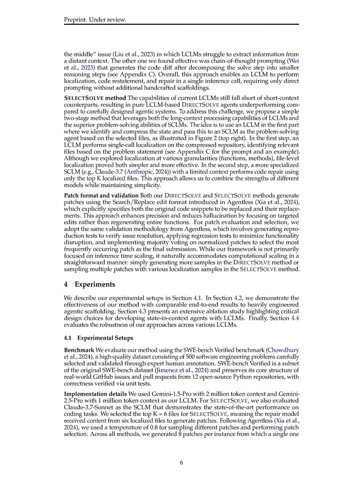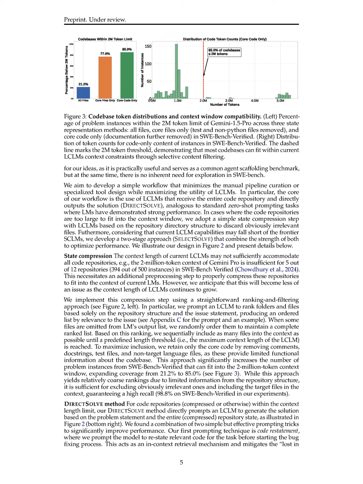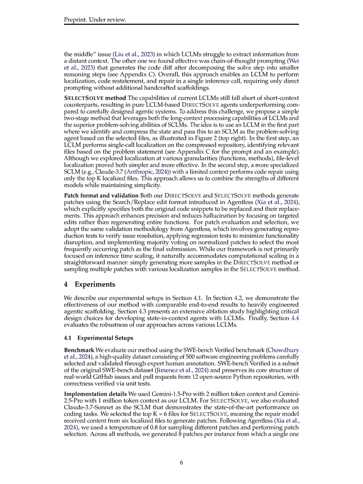2. Select solve. This method combines the strengths of both LCLMs and short context language models, SCLMs. In the first stage, an LCLM identifies and compresses the relevant files from the repository based on the problem statement. In the second stage, the compressed information is passed to an SCLM, which specializes in generating code repairs using the localized files. This two-stage approach optimizes performance by leveraging the LCLM's long context capabilities for localization and the SCLM's superior problem-solving abilities for code repair.